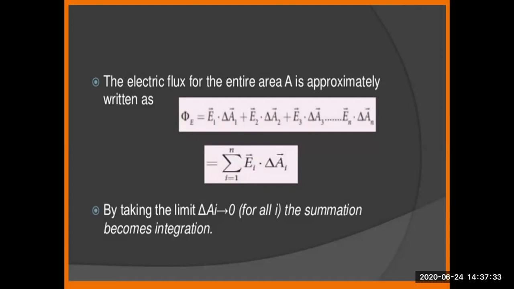For the entire area, the flux is approximately written as a summation, sigma. By taking the limit as this tends to zero, we get a very small area. That's why we'll have to make use of integration.